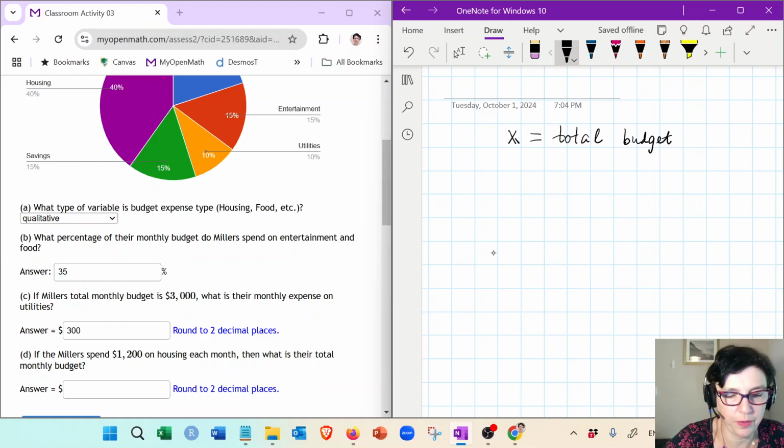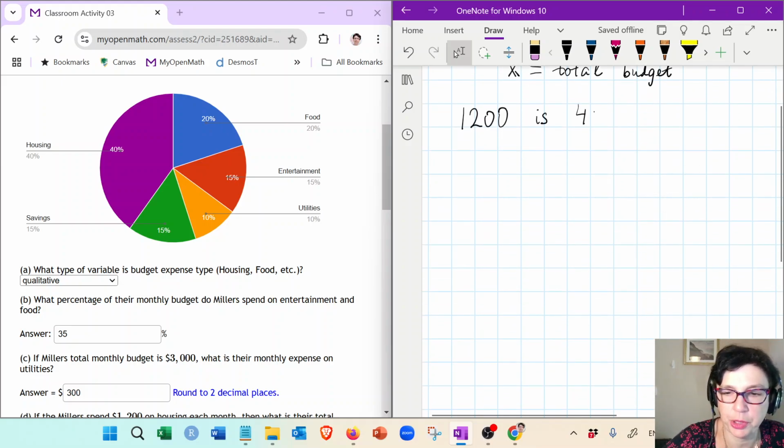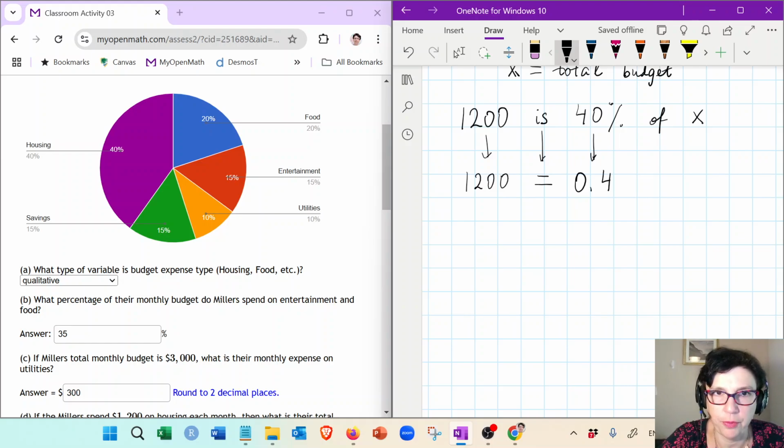So they spend $1,200 on housing. So you will say 1,200 is, well, what percentage is the housing? 40%. So we'll say 40% of the total, X. Now let's convert that to an equation. So we're going to say, okay, 1,200 stays here. The "is" is going to become an equal sign. So "is" or "is equal" is the same thing. The 40% needs to be converted to a decimal by dividing by 100. This is going to be 0.4. Right? If you take 40 divided by 100, that's 0.4. The "of" is becoming multiplication, and then x is x.